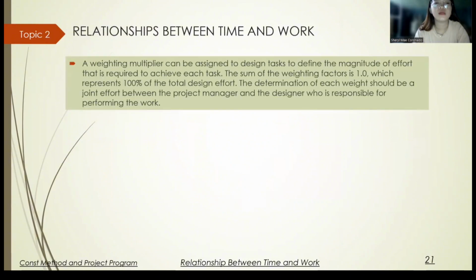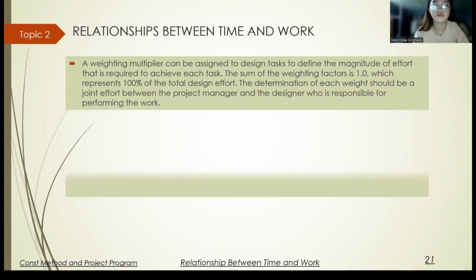A weighting multiplier can be assigned to design tasks to define the magnitude of effort that is required to achieve each task. The sum of the weighting factors is 1, which represents 100% of the total design effort. Determination of each weight should be a joint effort between the project manager and the designer who is responsible for performing the work.